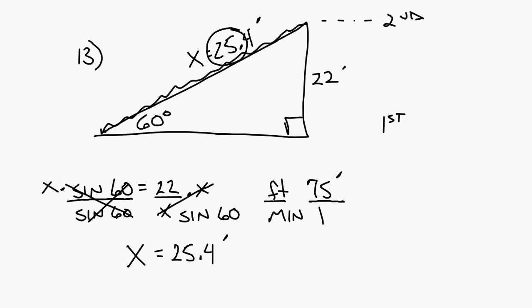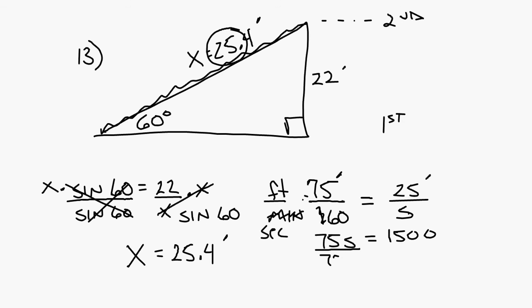So turn your minutes into seconds right here. And change this 1 minute to 60 seconds. All right? So the belt moves 75 feet in 60 seconds. Make that equal to 25 feet in how many seconds? And then you can crisscross multiply to solve for the s. So 75 times s is 75s. And 60 times 25 is 1500.